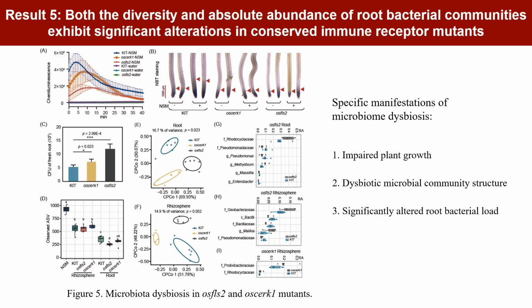Further analysis of the differential bacteria in the rhizosphere and roots of FLS2 showed that Rhodocyclaceae and Burkholderiaceae were enriched in OsFLS2 endophytes, while Pseudomonadaceae and Enterobacteriaceae were reduced. Root counting also indicated that the number of CFUs per gram of roots in the two mutants was significantly higher than that in the wild type. These results demonstrate that the deletion of key immune receptors leads to microbiota dysbiosis, characterized by 1. Impaired plant growth, 2. Altered microbial community structure, 3. Significant changes in endophytic bacterial load.